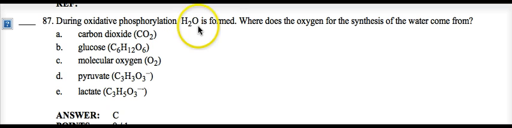All right, so the water that's formed is using the oxygen that we've breathed. And the CO2 that we breathe out, the oxygen in the CO2 is the oxygen coming from the glucose when the glucose is broken down. So that's how that plays out.